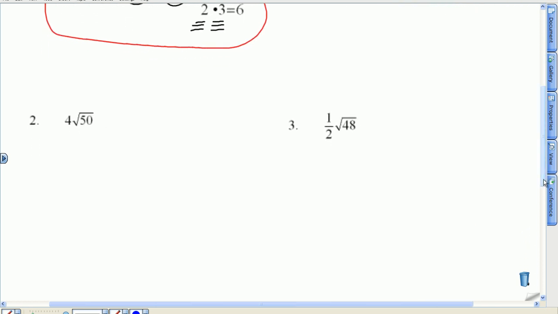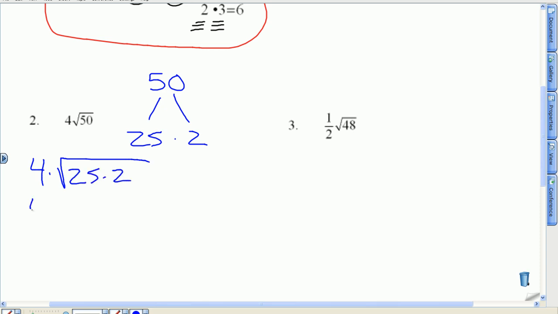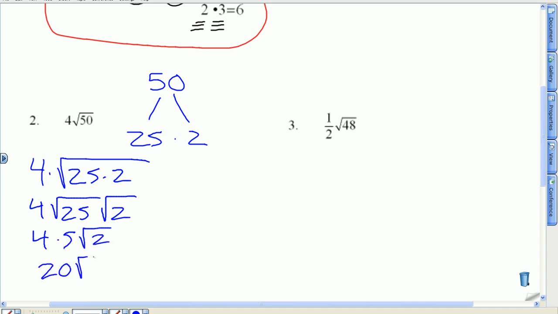Number 2, 4 radical 50. We are going to try to find a perfect square that goes into 50. Perfect squares include 4, 9, 16, 25, 36, 49. 25 goes into 50. 25 times 2 is 50, as a matter of fact. So we'll rewrite this as 4 times the square root of 25 times 2. We'll give each term underneath the radical its own radical sign. Square root of 25 is 5. And to finish, 4 times 5 is 20. So 20 radical 2 is the simplified version of 4 radical 50.